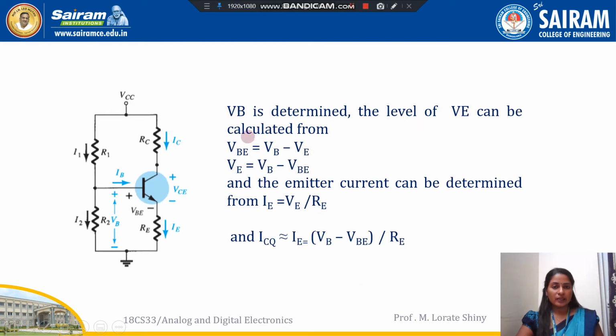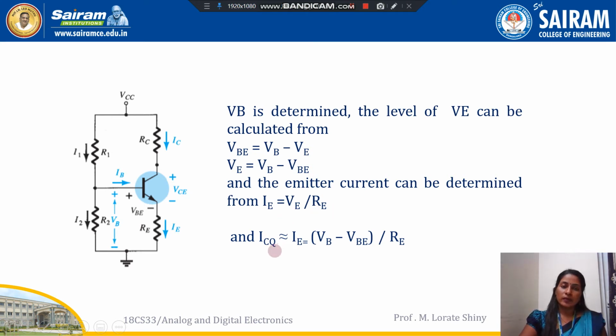For that we take this equation: we know VBE is equal to VB minus VE. Base emitter voltage is equal to base voltage minus emitter voltage. From this equation we can find VE. Emitter voltage is equal to base voltage minus base emitter voltage. The emitter current IE can be determined using Ohm's law: IE is equal to VE by RE. Emitter current is equal to emitter voltage by emitter resistance.